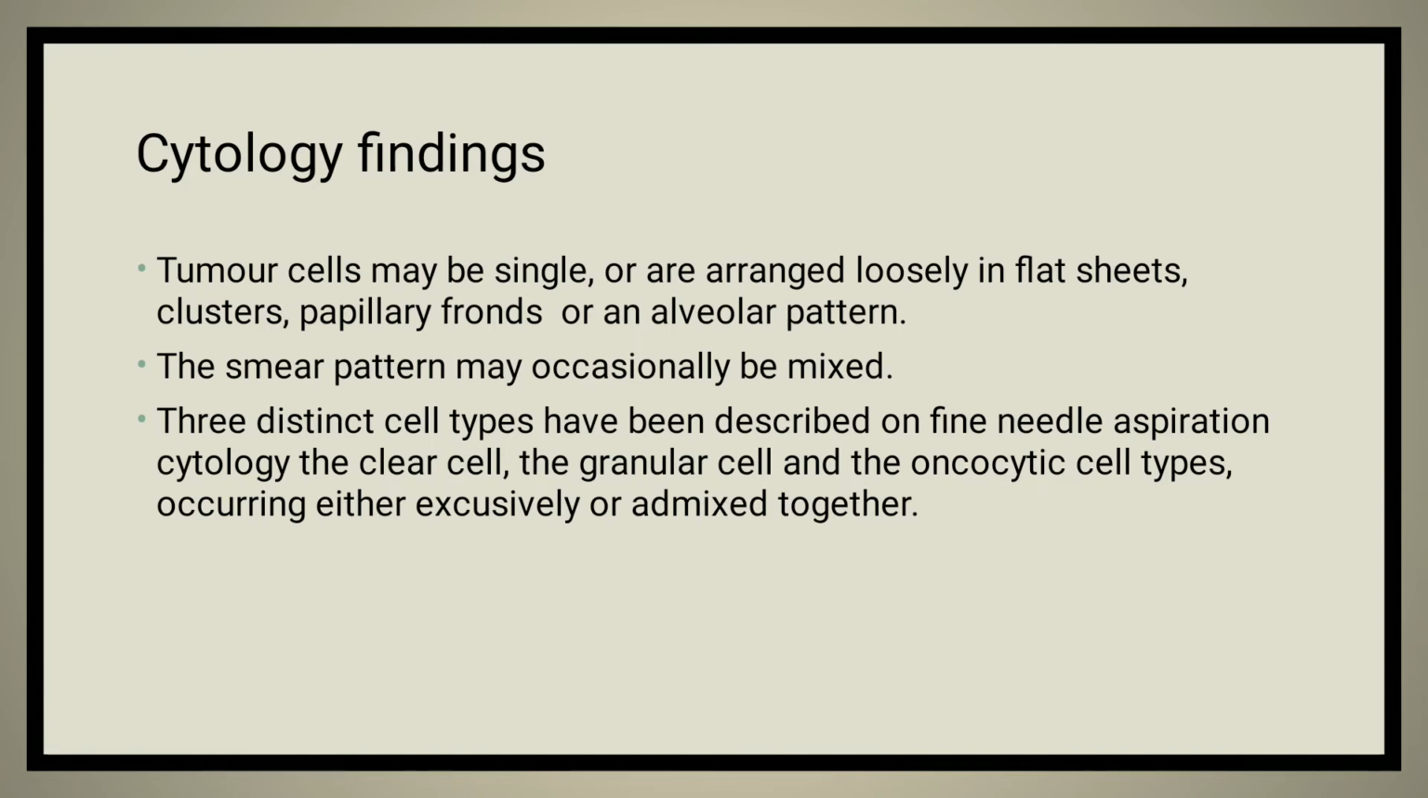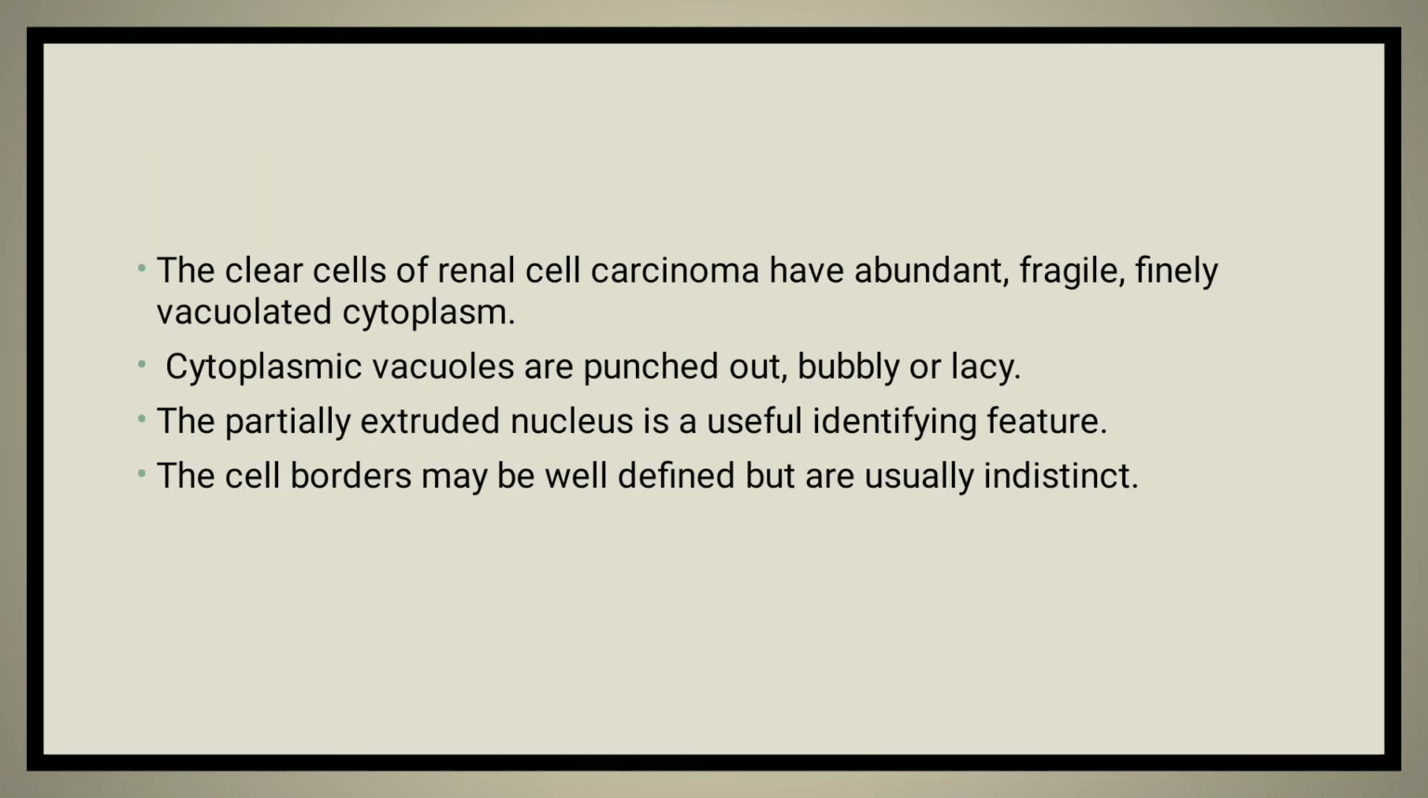Now coming to the fine needle aspiration, or cytological findings for renal cell carcinoma. Tumor cells may be single or arranged loosely in flat sheets or clusters or papillary fronds or an alveolar pattern. The smear pattern may occasionally be mixed. There are three distinct types of cells which can be seen in fine needle aspiration cytology. They are first clear cell, second granular cell, and the third oncocytic cell types. Sometimes we can even see a mixture of the three cells.